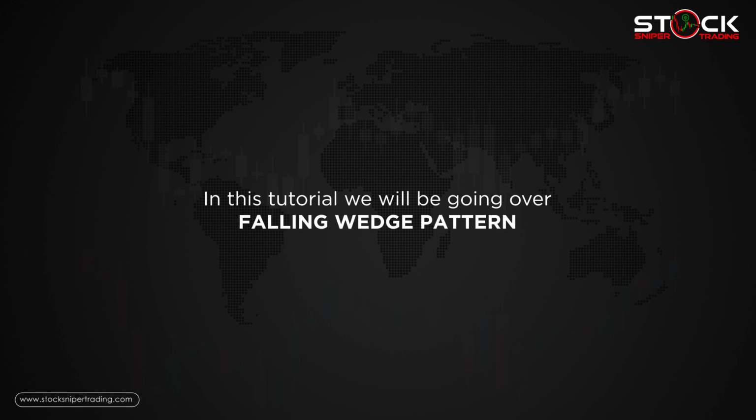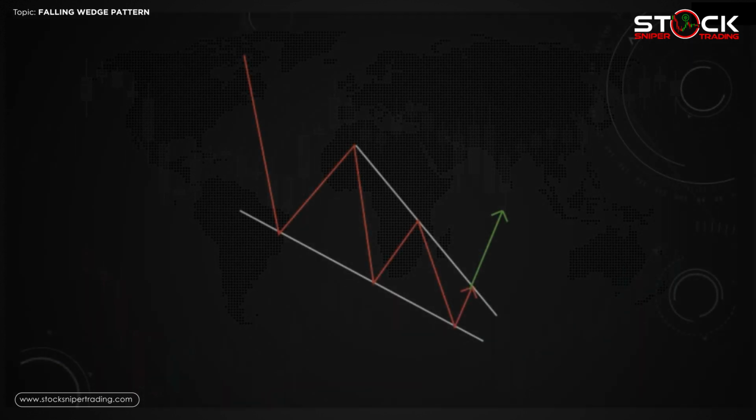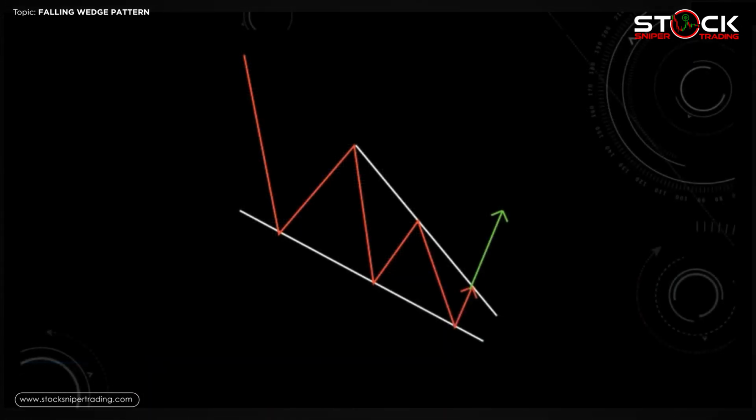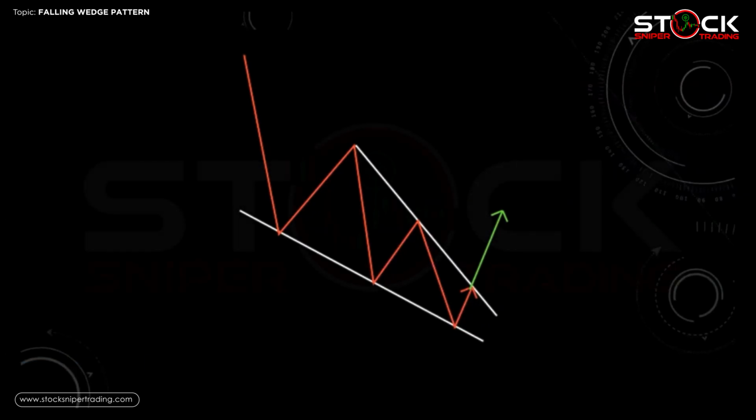Welcome to Stocksnipertrading. In today's tutorial, we will be going over the falling wedge pattern. A wedge pattern is another technical reversal pattern marked by converging trend lines on a price chart.